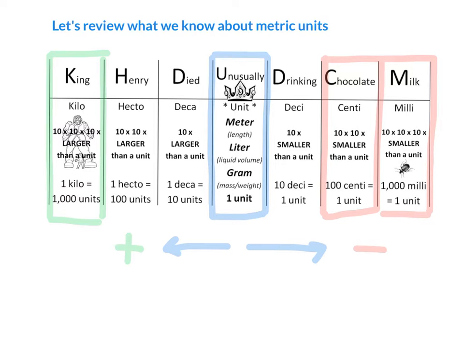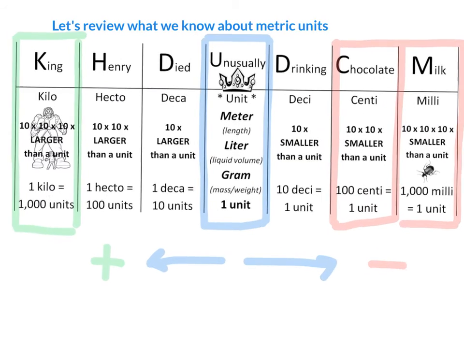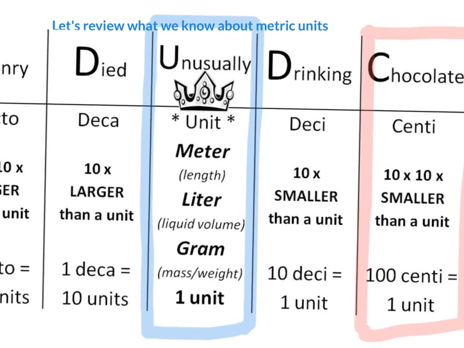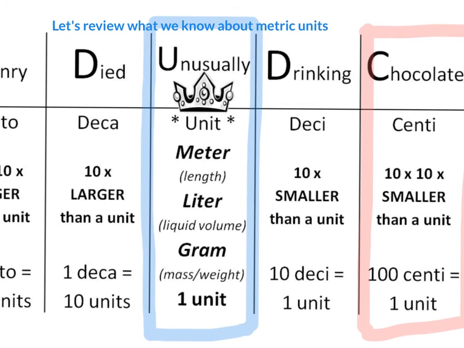Metric, okay. So if I zoom in and I look at the unusually part, the U stands for the basic unit. And we can see that there's 3 basic units for metric units. There's meter, which is what we use to measure length, liters, which is what we use to measure volume, and there's grams, which is what we use to measure weight.